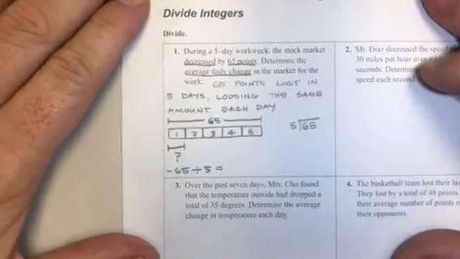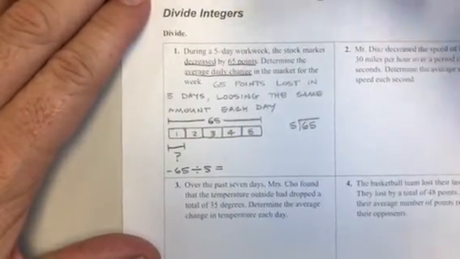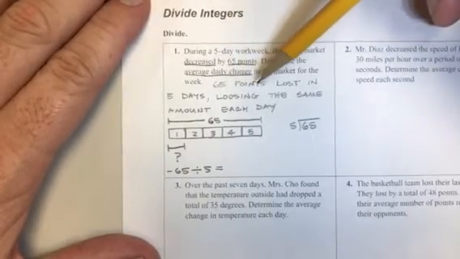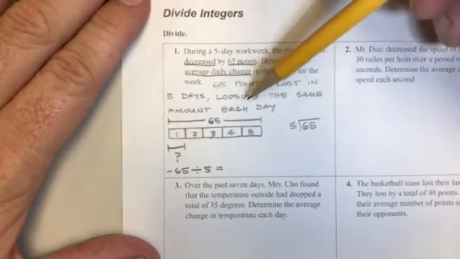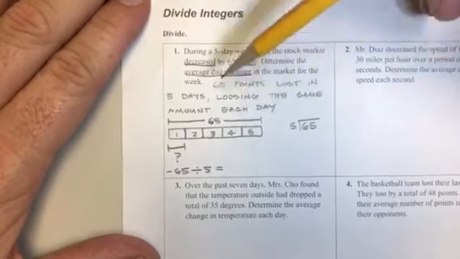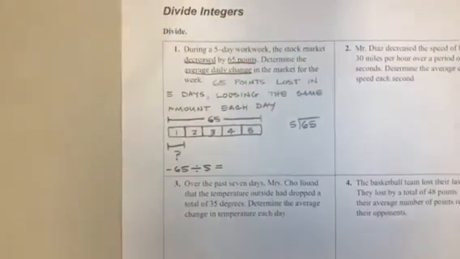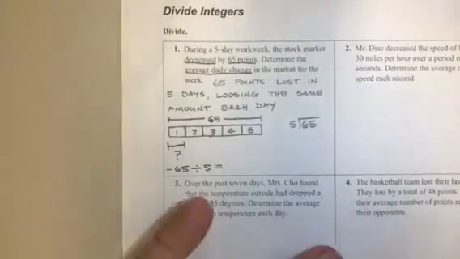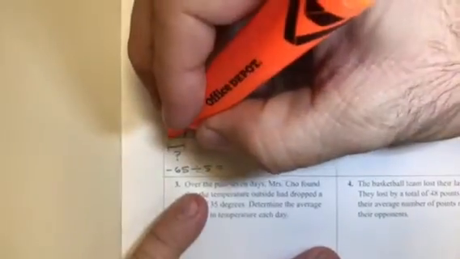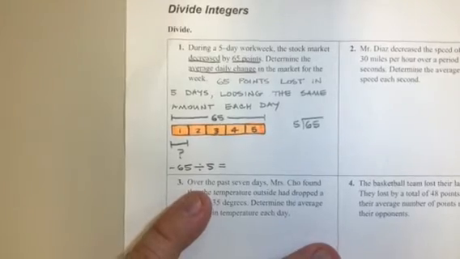So the picture that would go with that would look something like what I've got here. I've also written down my thoughts before I solve this: 65 points lost in 5 days, losing the same amount each day, and then I represented it. So this whole entire rectangle would be my 65 total points lost. That would be from here all the way to the end. There's my 65 total points lost.